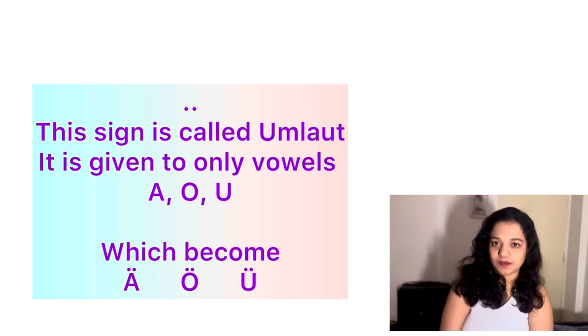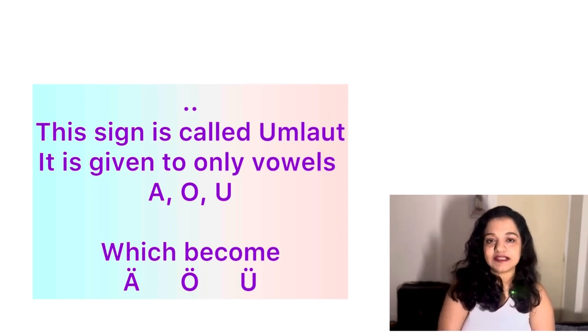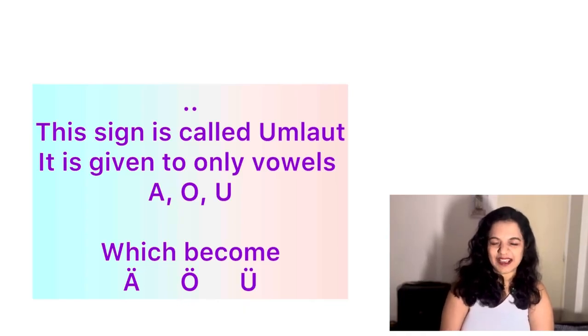There are 4 extra alphabets in German, as I said. Firstly, let's see this sign. These 2 dots are called Umlaut. In German, we have only 3 vowels: A, O, U. So this sign of Umlaut is given to only these 3 alphabets. So of the 4 extra alphabets, we are going to learn 3 of them first: Ä, Ö, Ü.